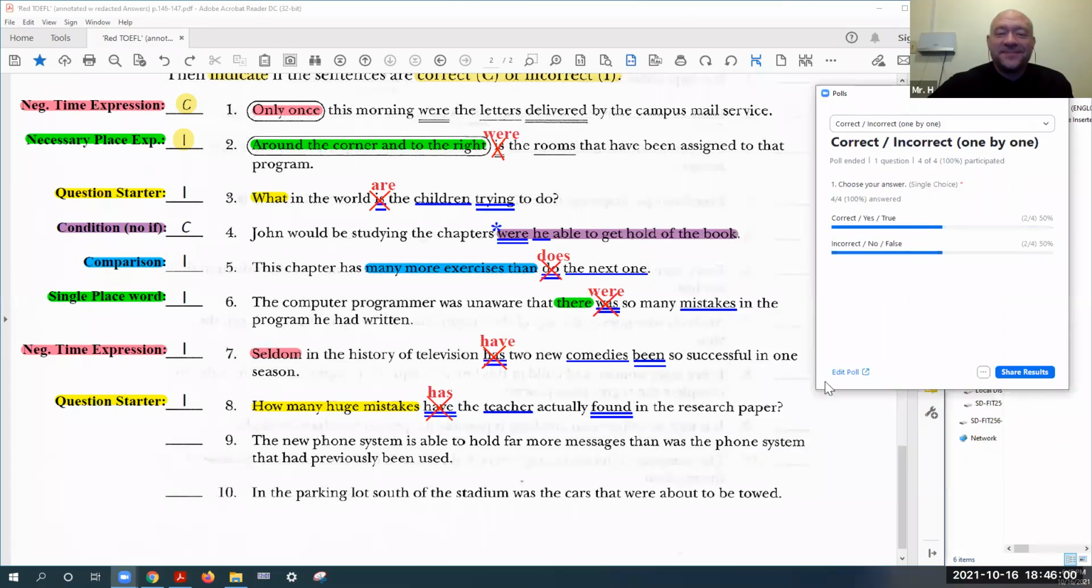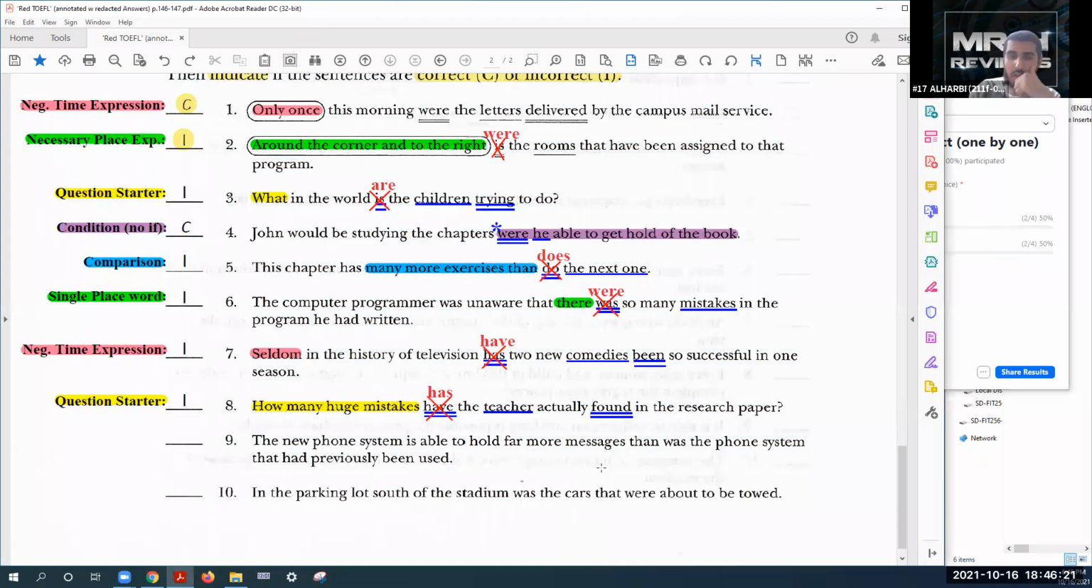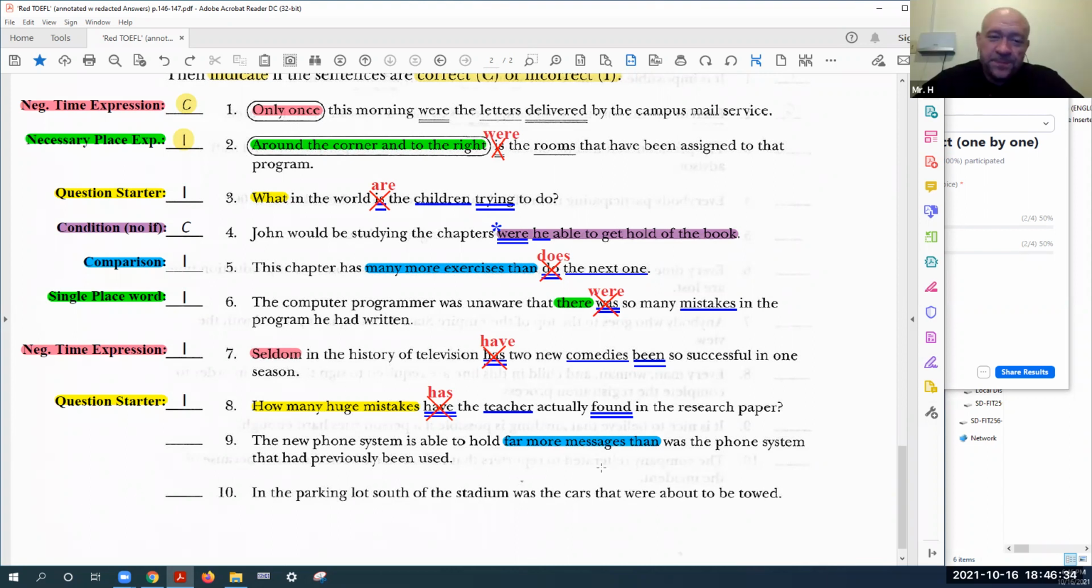Can I explain it? You want to explain it? Maybe I'll ask Harvey. Do you want to explain it? Oh, this is a comparison. Do you think you can explain it, Al Harvey? We'll try. All right. So where's the reason to invert? From more messages than. Except begin from far, okay? Far more messages than. Good. And then? And then the verb was.